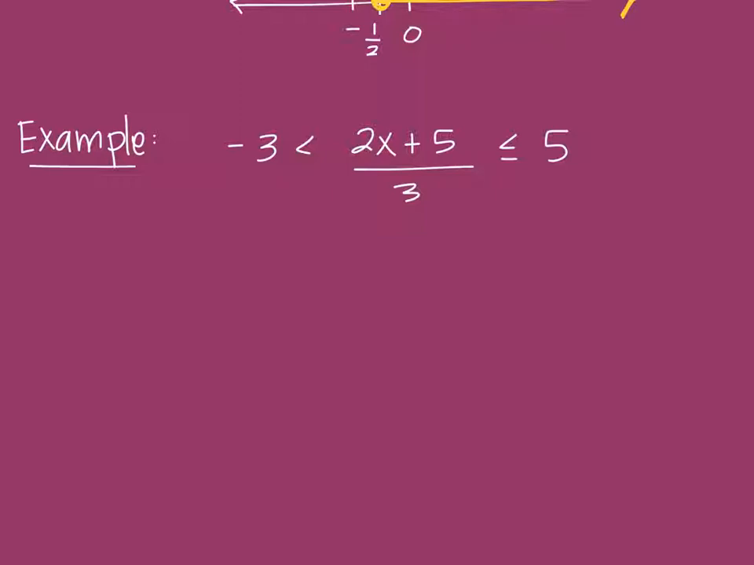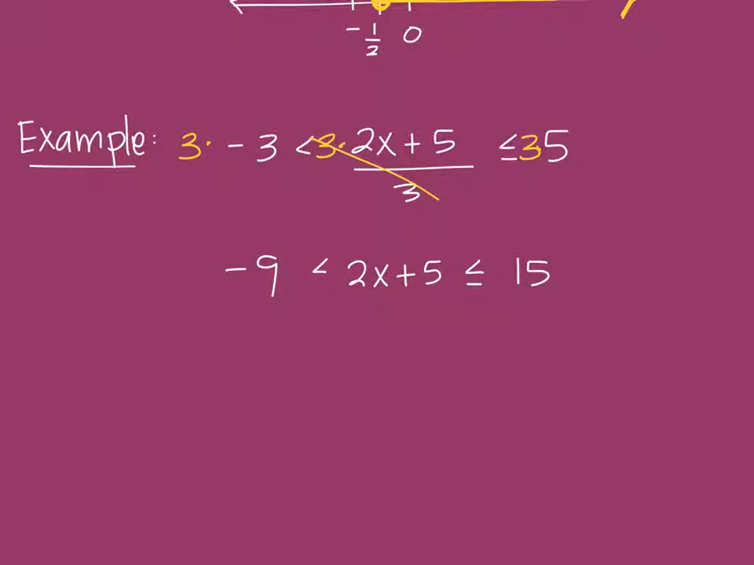The first thing we need to get rid of is the number 3. That's the denominator. And so what I'm going to do is take each part of my left and my middle and my right, all three sections, and multiply them all by 3. I can't cross multiply with inequalities, but I can multiply by 3. So I'm going to do times 3, times 3, times 3. In the center, the 3 reduces away. So the center is plain old 2x plus 5. On the left, I'm going to get -9, and on the right, I'm going to get 15.